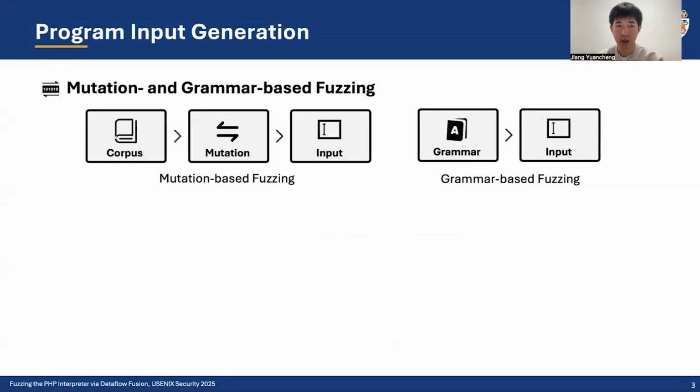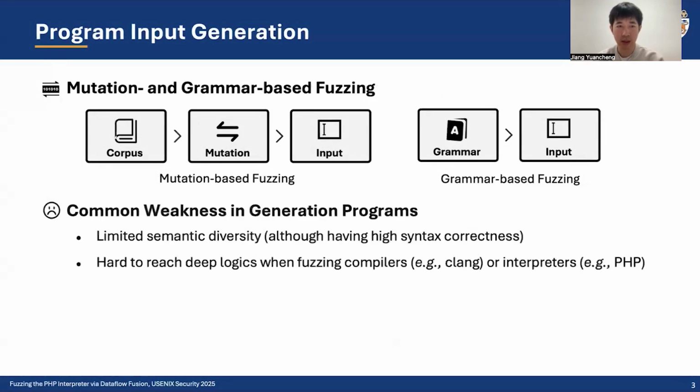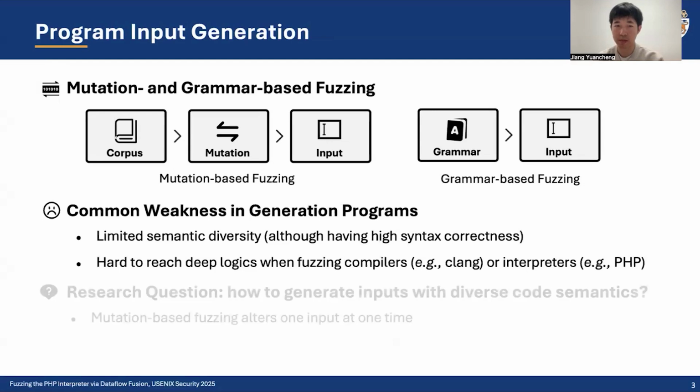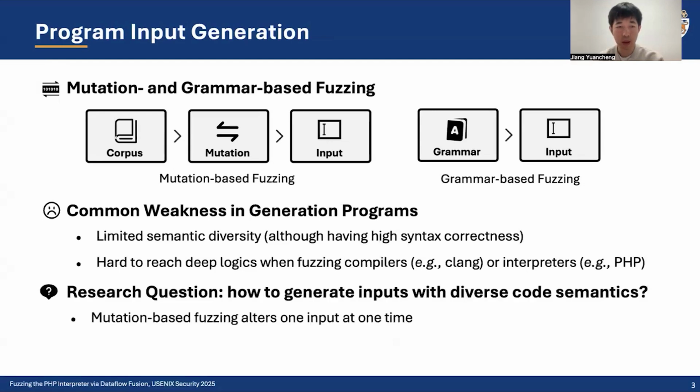Let's use the figure to represent these two fuzzing methods. There are some common weaknesses in such methods. The first one is limited semantic diversity, even though they could have high syntax correctness. Additionally, they are also very hard to reach deep logic when fuzzing compilers like Clang or interpreters like PHP. So the research question is how to generate inputs with diverse code semantics.